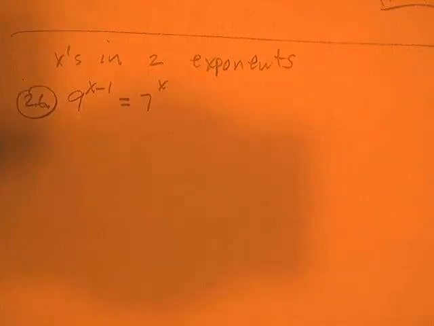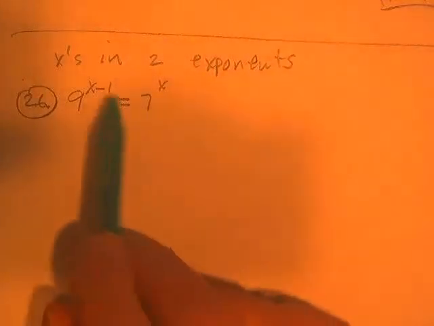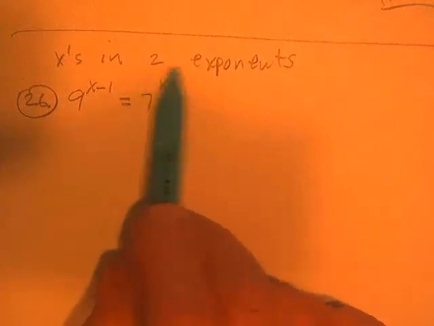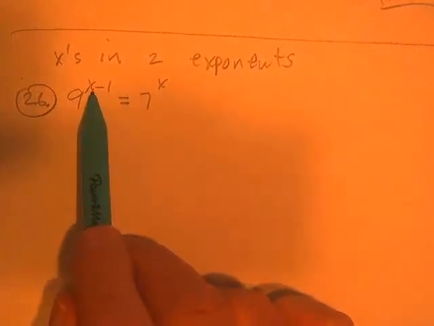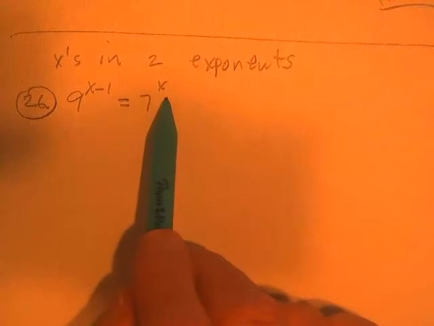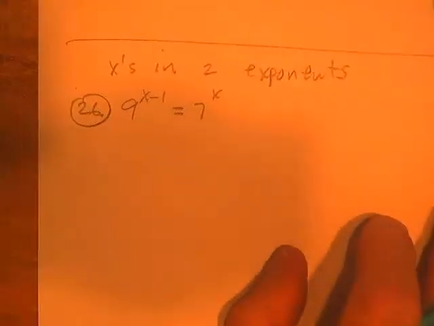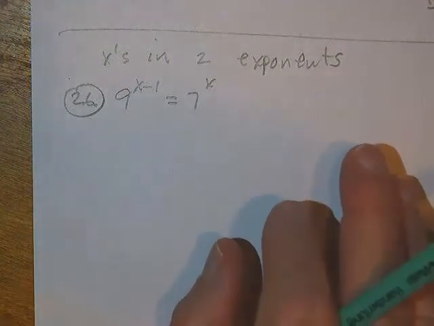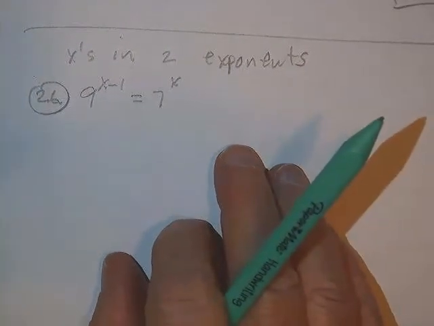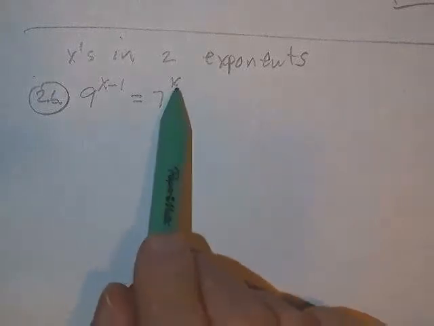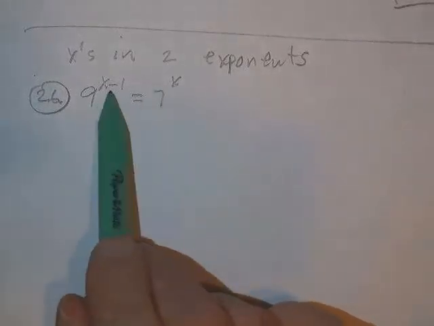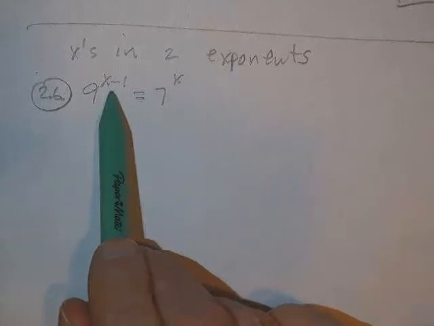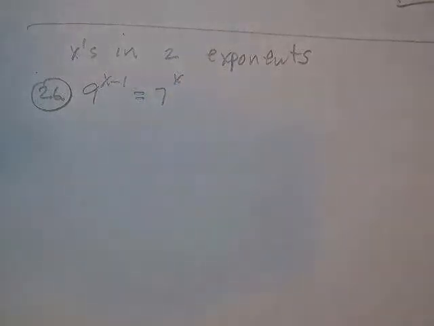Okay, so here we go on 26. These are the long problems because look, now I've got x's in two places. I got it up in this exponent and I got it up in that exponent. So this is a totally different deal you have to do compared to when it's just in one. For starters, we've got to use the power property to get these exponents down out of there.